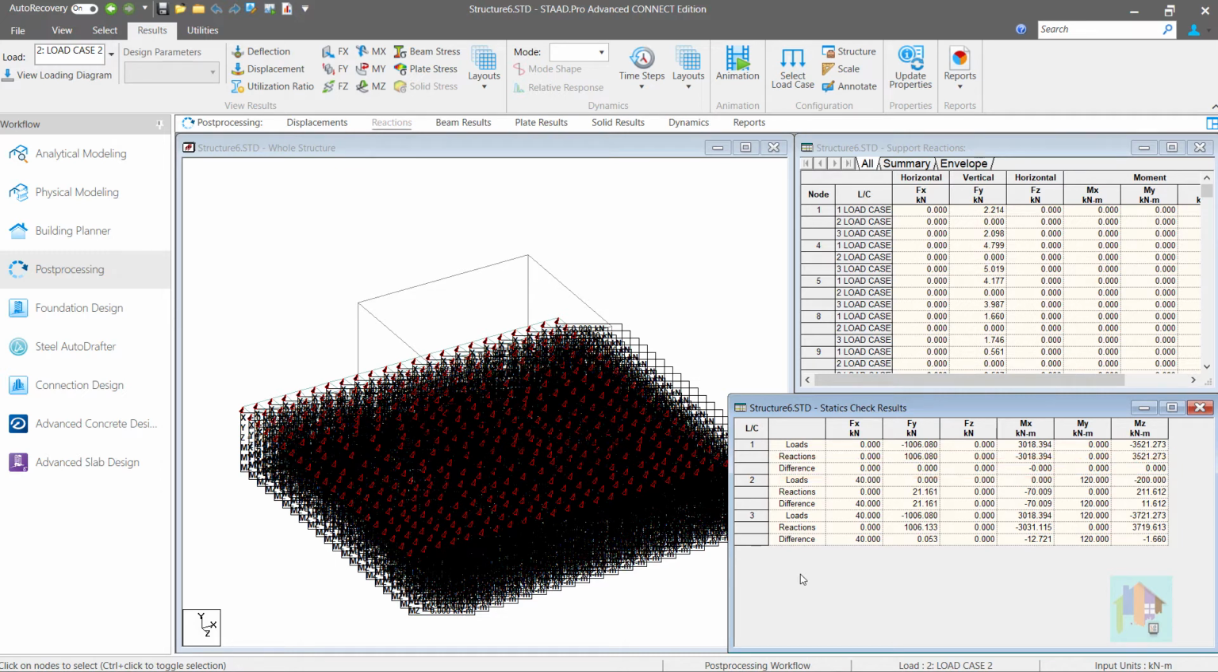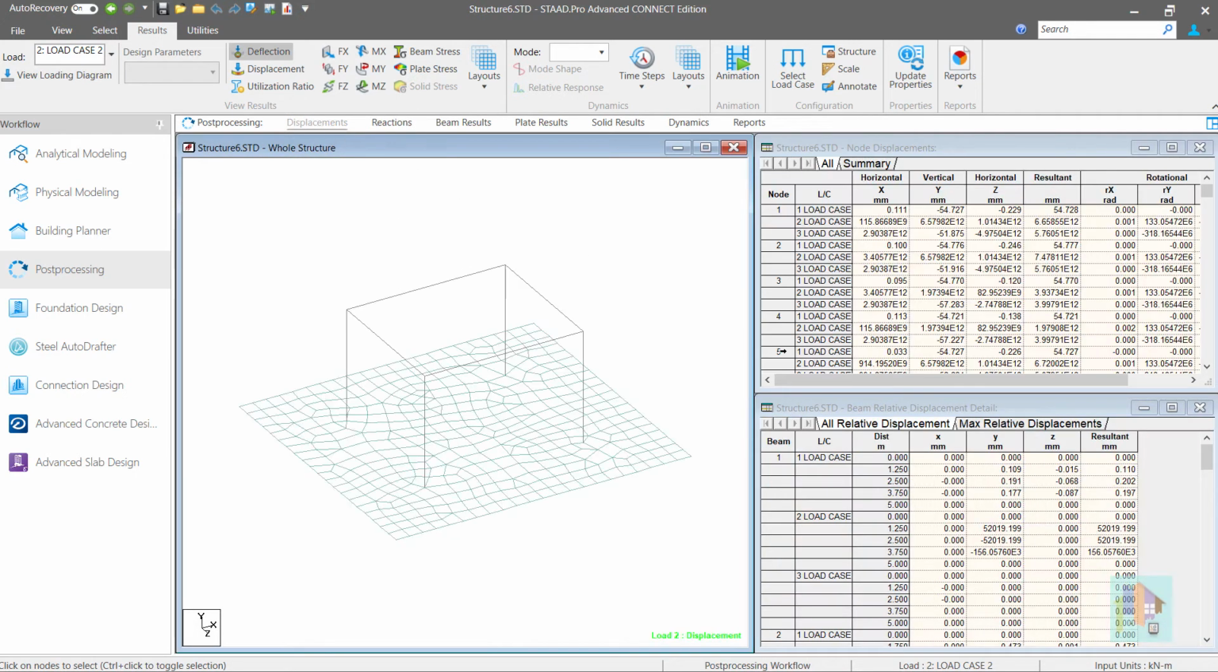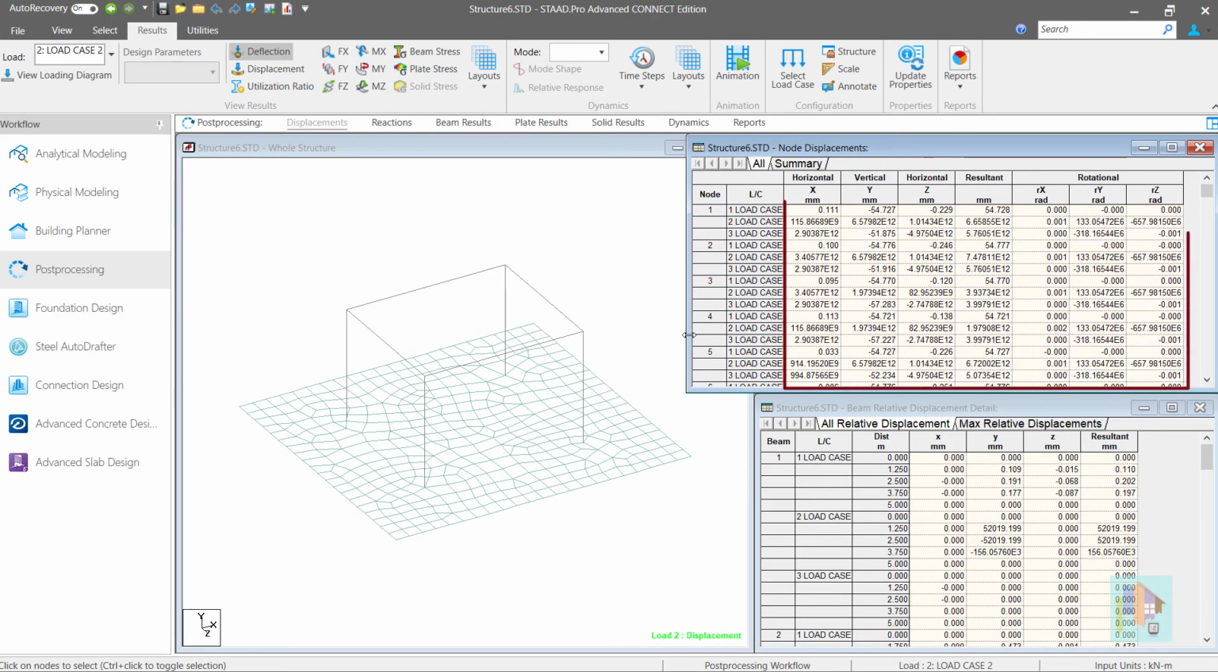For load case 2, there is a huge difference between applied load and reaction. Same for load case 3. Also, deflection in X, Y and Z direction and rotation about Y and Z direction is very large. This structure is not stable.